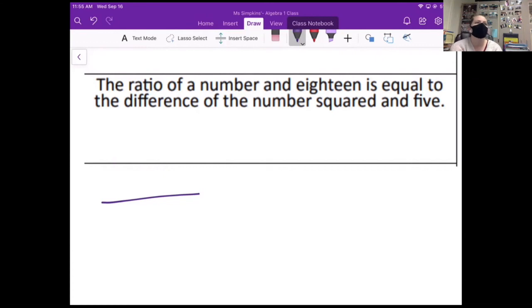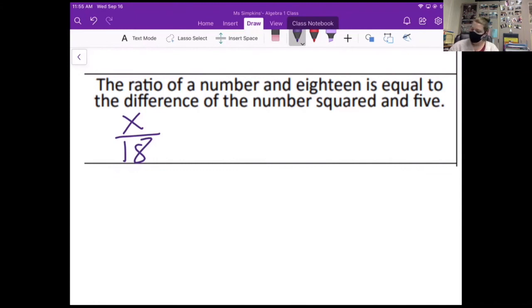What we're about to do will make it crystal clear why that fraction bar is important. So let us translate this first. The ratio of a number and 18. So ratio, I think division, so I'm going to use a fraction bar. A number we don't know, so what's your favorite letter? Someone said X first, so there we go. And 18. So in the denominator, we're going to put 18.